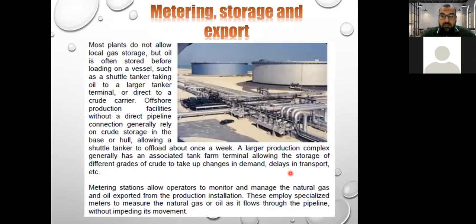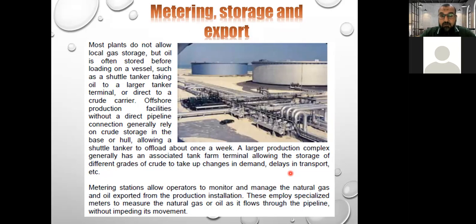As you know, most plants don't allow local gas storage, but oil is often stored before loading onto a vessel, such as a shuttle tanker. They are taking the oil to a larger tanker terminal, for example. The small shuttle tanker in the offshore building can take the oil to a larger tanker, or a terminal, or they can direct it to the crude carrier itself.